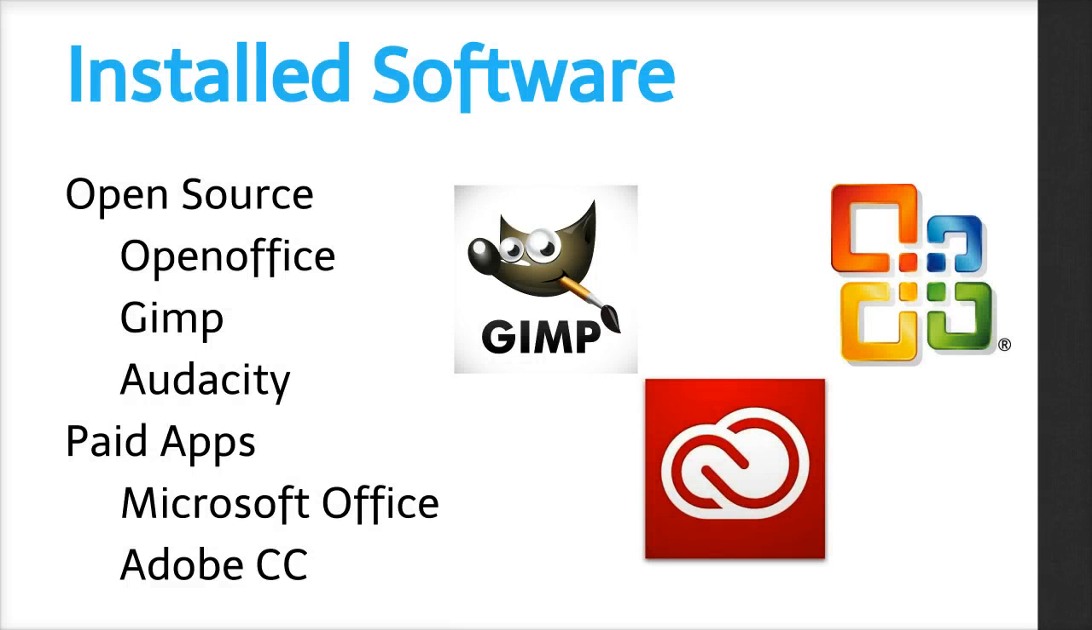Now, as far as open source apps, again, they're almost always free because of that open source mentality. They include OpenOffice, which is basically a free version of Microsoft Office, GIMP, a free photo editor very similar to Photoshop, and Audacity, a free sound editor. Adobe and Microsoft now offer subscriptions to their most popular software.